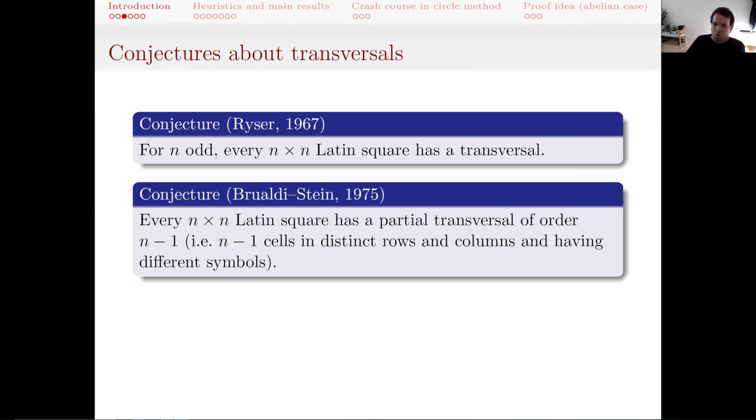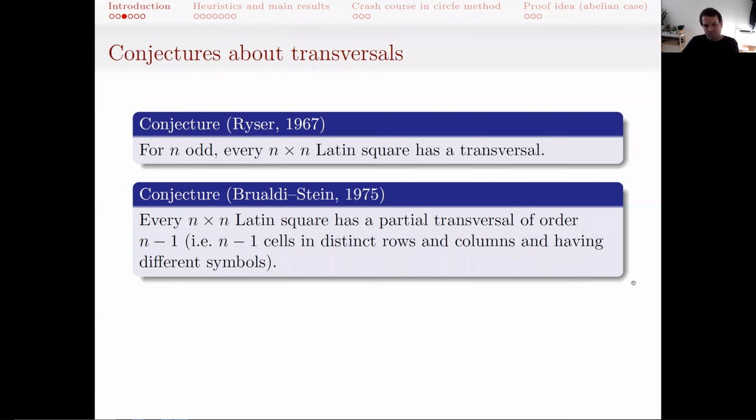So these two conjectures opened a few different avenues of research. Maybe the one which is most relevant for us is the one where people pursued finding as large a partial transversal as possible. Obviously the objective would be to go all the way to n minus 1, but first attempts proved that you can find a partial transversal of order n over 2 and then 3n over 4, and then at some point we achieved n minus order log n.